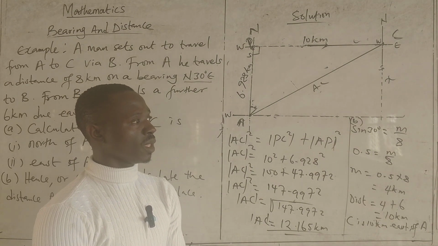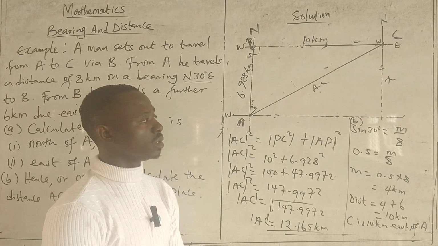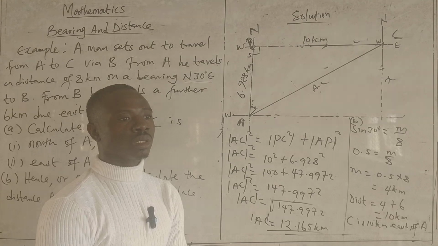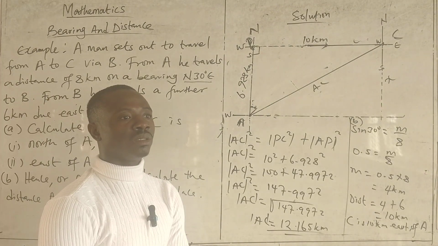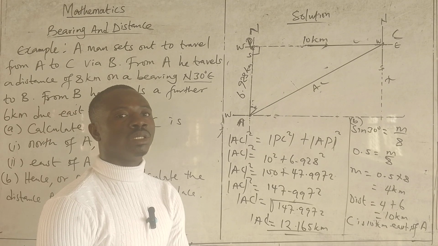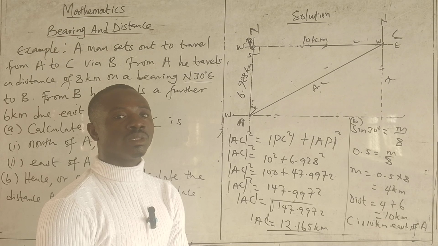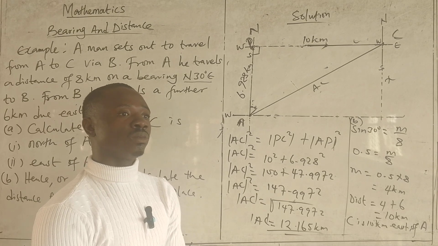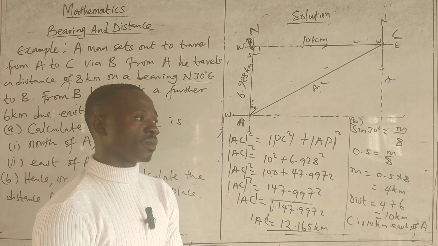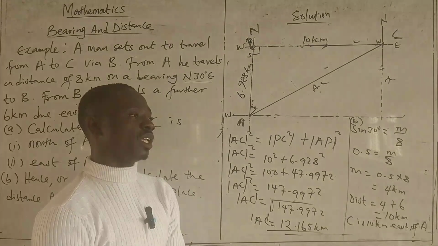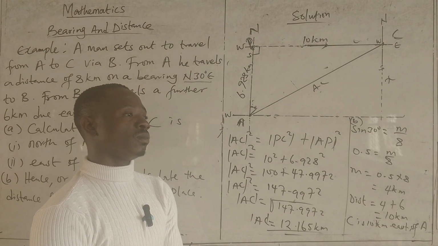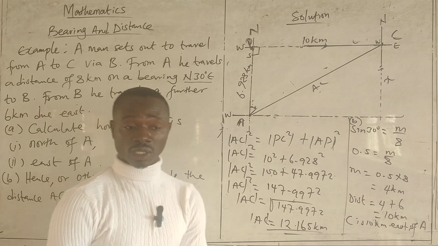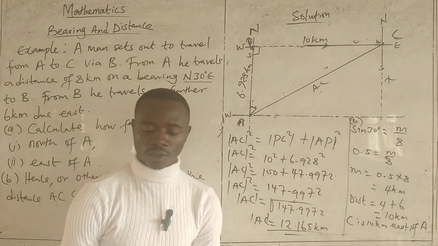Number 3, a boy walks 3 kilometers due north from a point A to a point B, and then 4 kilometers to another point C. Find the distance AC, his present distance from A. Then find his current bearing from A.